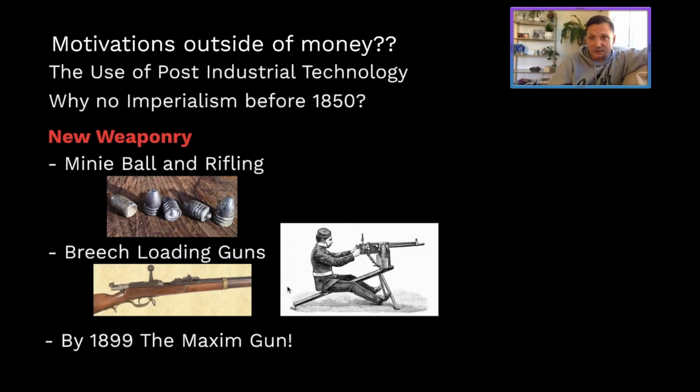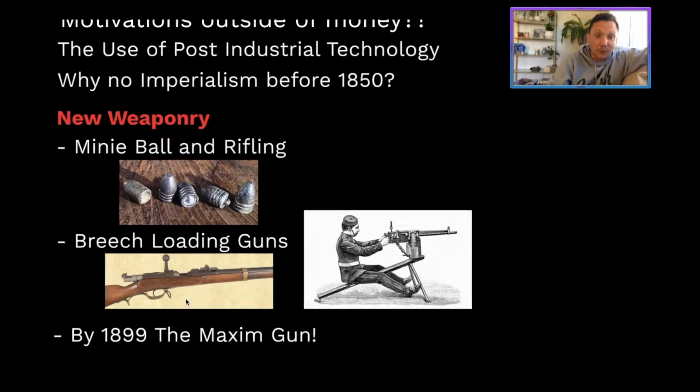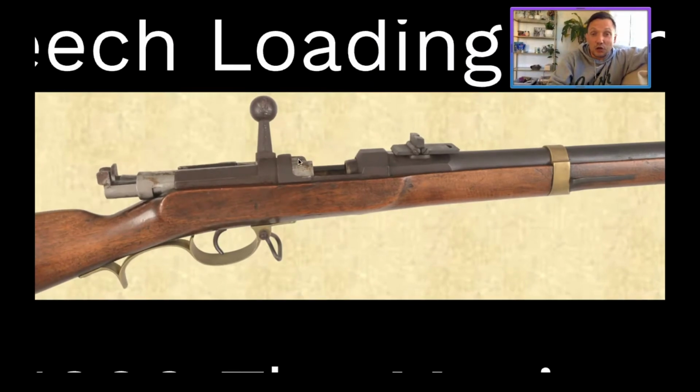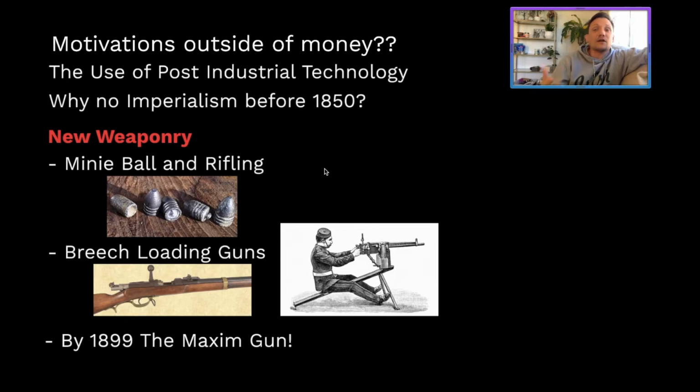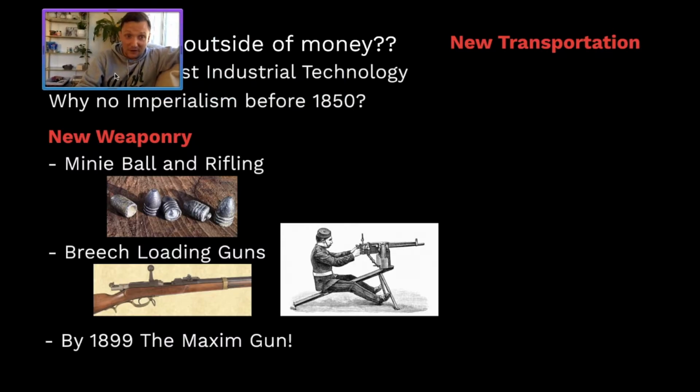Breech-loading guns also come in the 1870s. That's a lot like the Dreyse needle gun we talked about in the Austro-Prussian War. That is where the bolt actually comes back, and you load the bullet into the back of the muzzle rather than the front. That is not going to pop up until around 1870. And then by 1899, the Maxim gun becomes the thing that allows imperialists to take over very swiftly. The Maxim gun, invented by Hiram Maxim, is going to fire 200 rounds per minute.